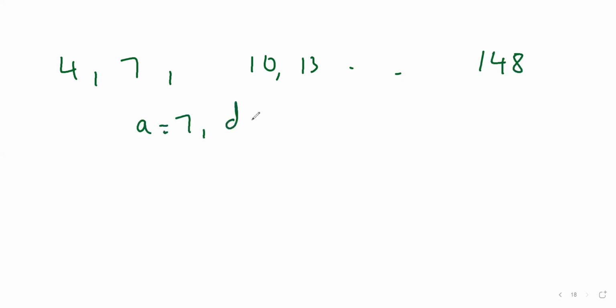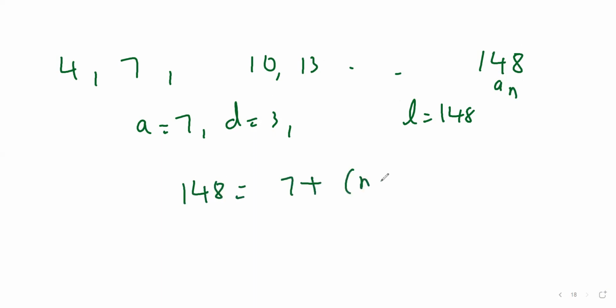Okay, then another question, coming to what I was just telling: 4, 7, 10, 13, and 148. This is an AP. It's a finite AP. They're asking you to find the number of terms. So A is 4. What is D? 3. Then the last term is 148, which is AN, let's say. So the rank of the last term will give me the number of terms, right? 148 is equal to A plus n minus 1 into D.